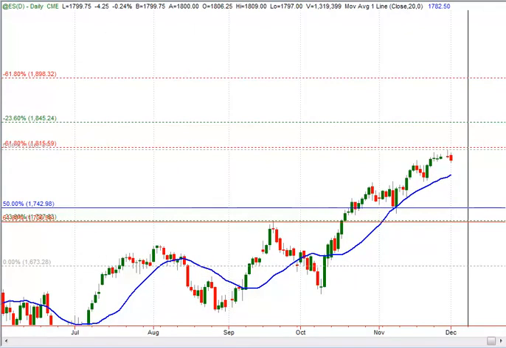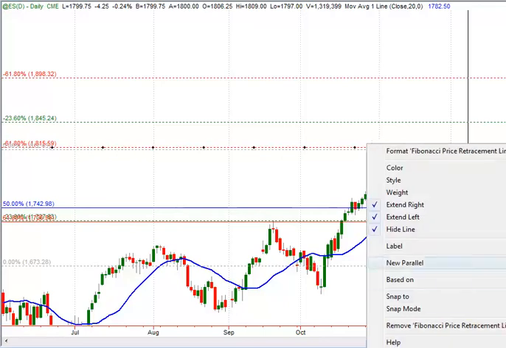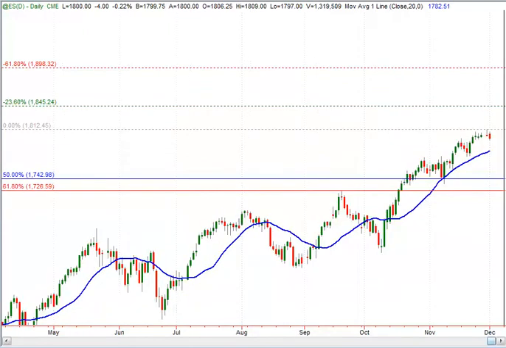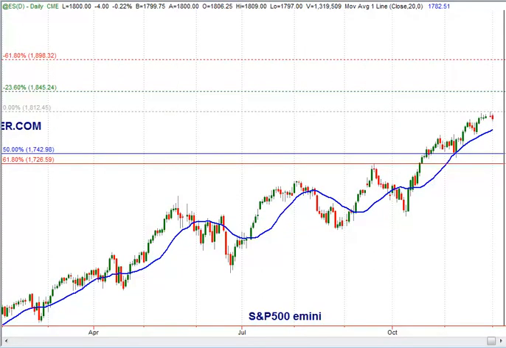We should see price at 1742. Let me remove the previous level, and the failure level will be below 1726 here. So what it means is that if we get below 1726, then the bull market in the S&P500 and in all the indexes around the world is going to come to an end. And believe it or not, that's the power of algorithmic trading.